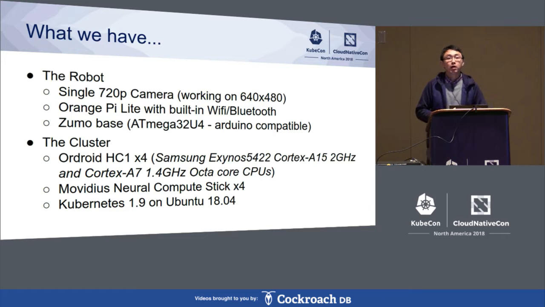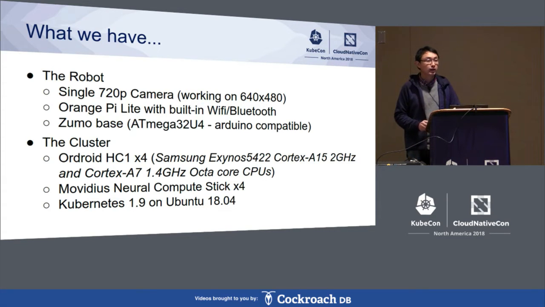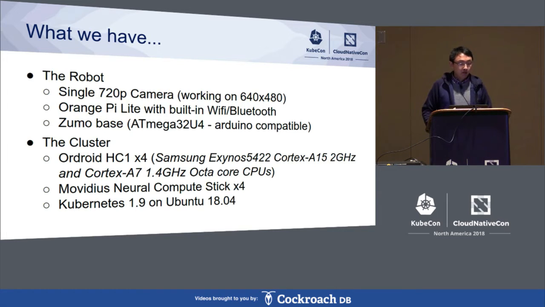So first, let's take a look at the hardware spec. We've got a robot, I don't want to duplicate that again. Basically, you can think that the robot has an Orange Pi, which is a Raspberry Pi 3 equivalent running Linux with Bluetooth and Wi-Fi. The cluster is running on a 4-node system, each equivalent with a Samsung Exynos 5422 CPU.